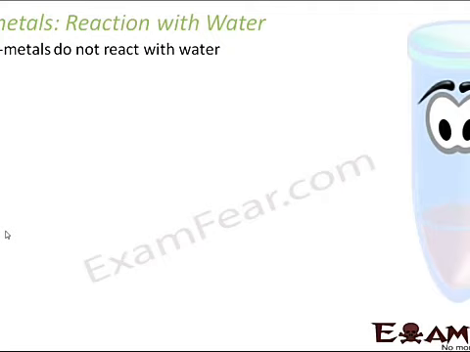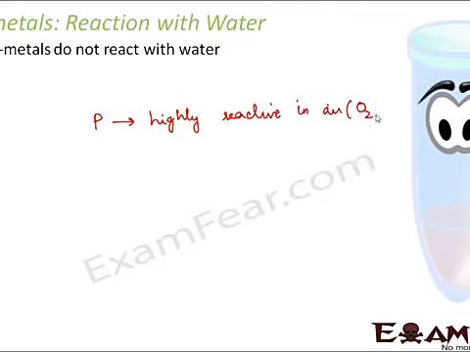So whenever phosphorus is exposed to air, what happens? It is highly reactive. So it combines with oxygen to form oxides of phosphorus. So phosphorus is highly reactive in air, that is in presence of oxygen. But at the same time it doesn't react with water at all. Therefore, phosphorus is stored in water.